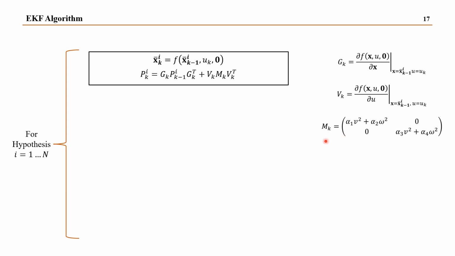Now M here is actually just the covariance matrix of the input noise. So the basic idea of this is that we are using the Jacobians to transform the corresponding covariance matrices from the respective spaces to the current state space.